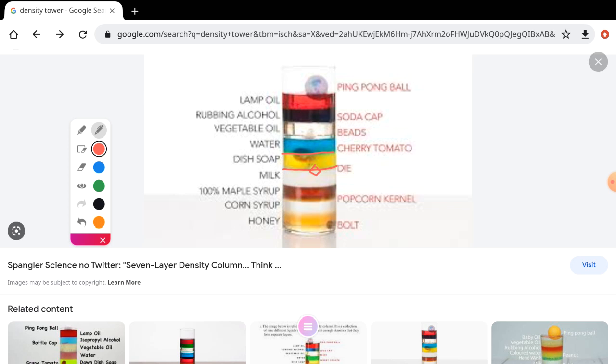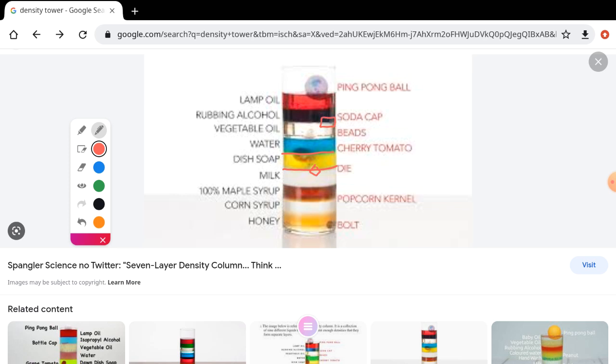Who can tell me something about the rubbing alcohol? Just tell me something about density and the rubbing alcohol. Fisher? It's more dense than plant oil, and it's the same density as a soda cap. Okay, so it's more dense than lamp oil. I agree with that. The soda cap's really hard to see. I think it's floating kind of right there.